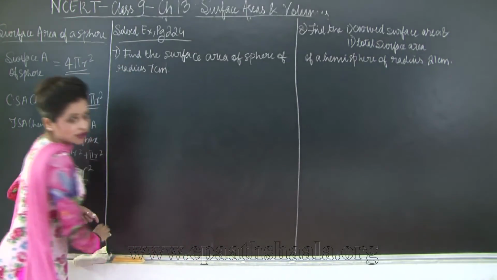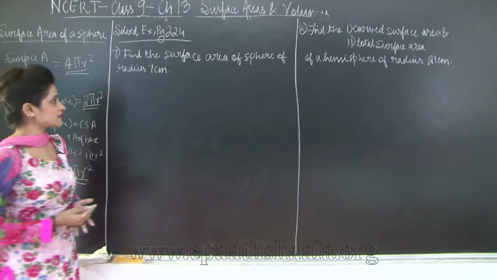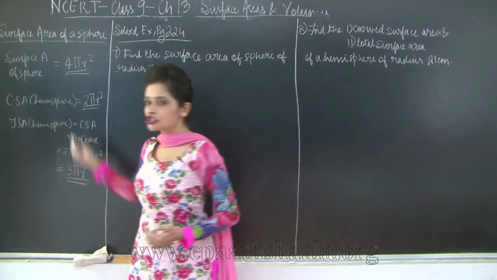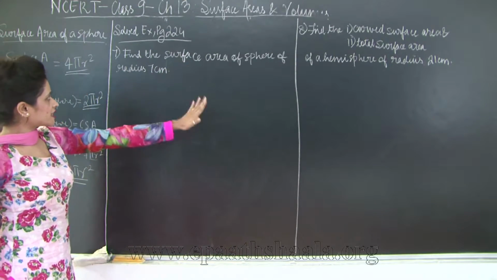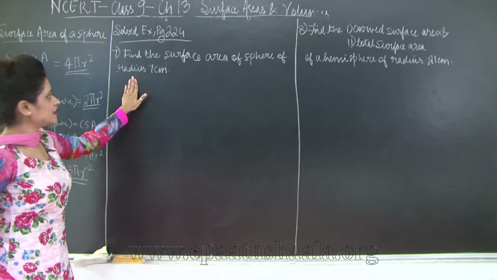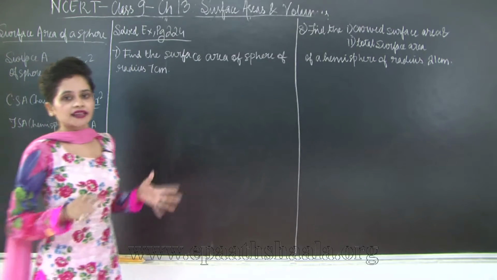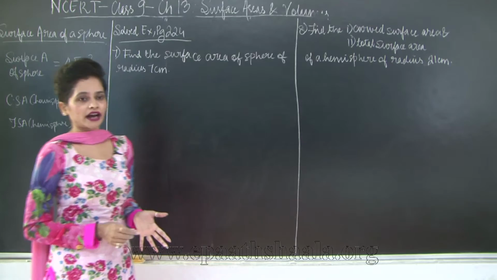So we'll take a look at solved examples on page 224 of your textbooks that are pertaining to what we just learned. Let's take a look at the 7th question. You need to find the surface area of a sphere of radius 7 centimeters. So what did we learn? That the surface area of a sphere is 4 pi r square.